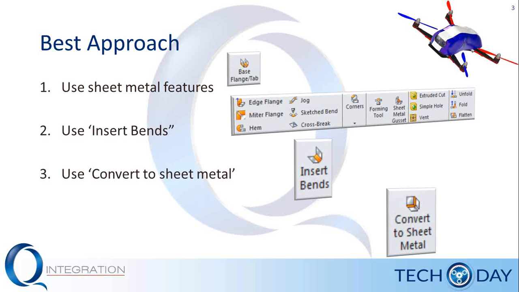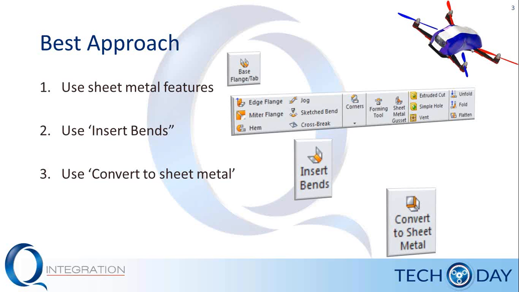So this is your base flange, your edge flange, miter flange, etc. You see the command manager toolbar up there at the top of SolidWorks by default. Use those tools. If you're maybe bringing in imported geometry, maybe it was a sheet metal part created in a different CAD system, this is a great application where you can use the insert bends feature, where it'll recognize the bends, give you that nice flat pattern.